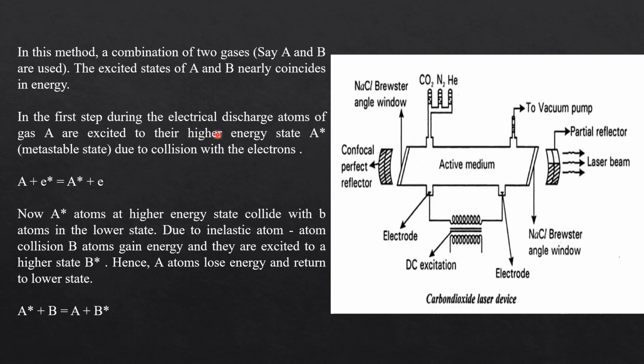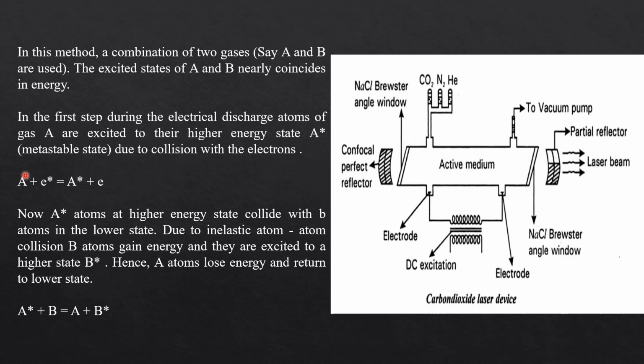In the first step, during the electrical discharge, atoms of A are excited to a higher energy state A star due to the collision with the electrons. Then these A star atoms at higher energy levels collide with the B gas atoms in the lower state due to an inelastic atom-atom collision. The B atoms gain energy and hence are excited to the higher energy state B star. Hence the atom A loses energy and returns to the lower state.